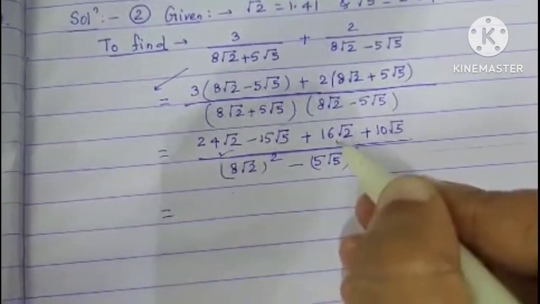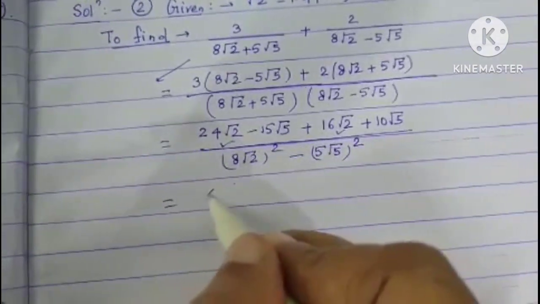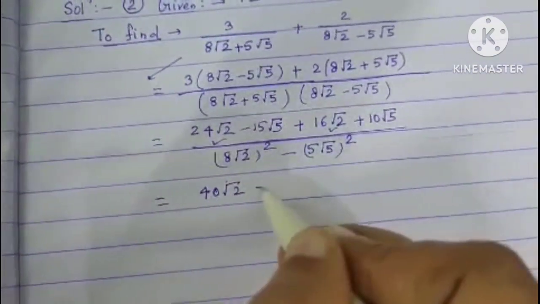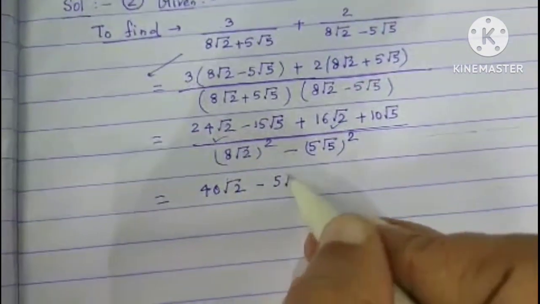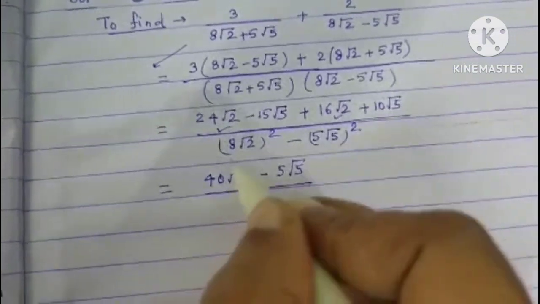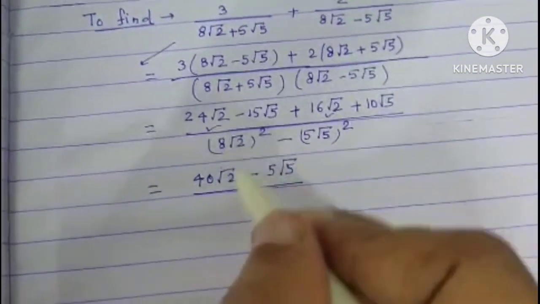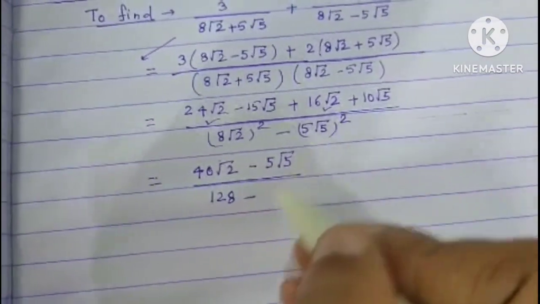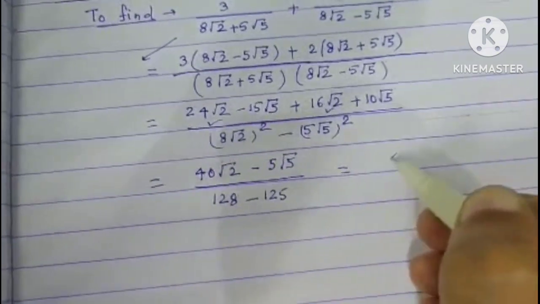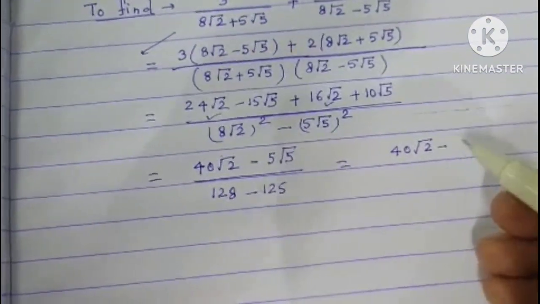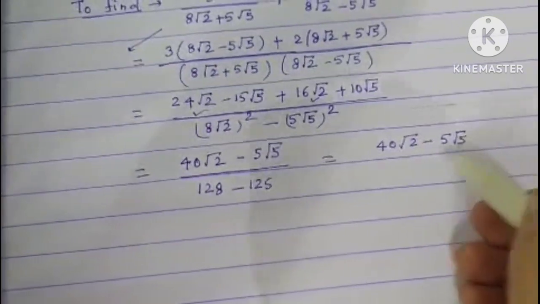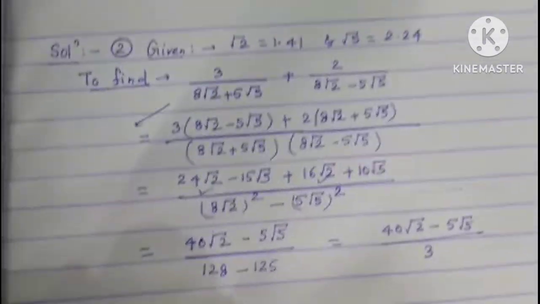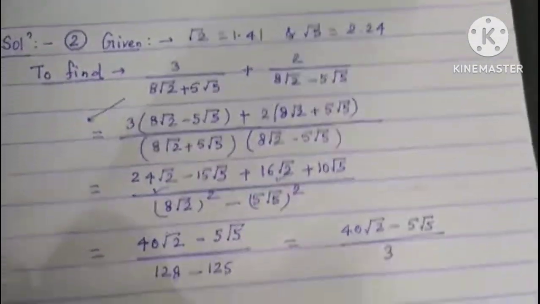Now this one will add 24 plus 16, that is 40 root 2, and this is minus, this is plus, so it will come minus, this is bigger, minus 5 root 5, divided by, now 8 8 is 64, 2 128 minus 5 5 is 25 into 5 is 125, so it will come 40 root 2 minus 5 root 5 divided by 3. Now you will put the values whatever you have been given, that root 2 equal to 1.41.